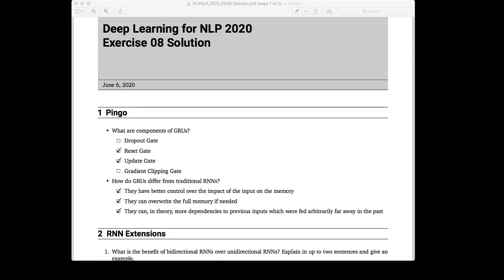Then let's see the gradient clipping. Gradient clipping, which we call a gradient normalization technique, is also not a gate. It can scale the gradients at train time to prevent gradients from being too big or too small.